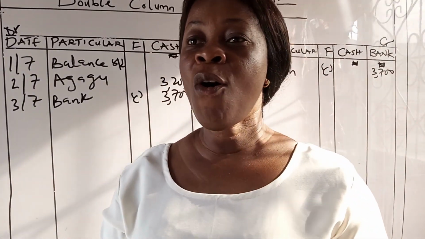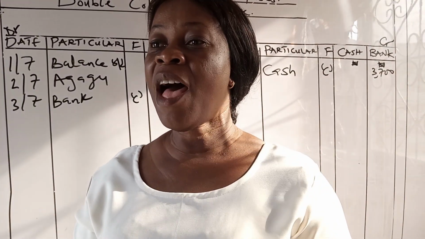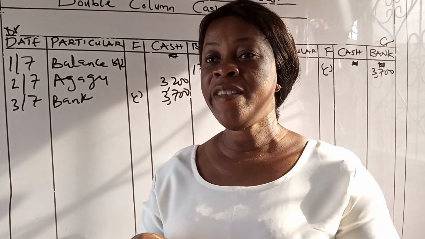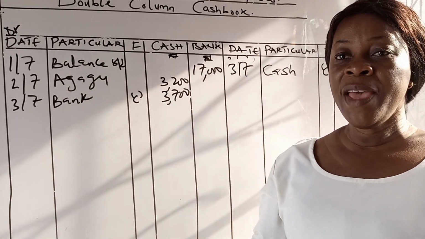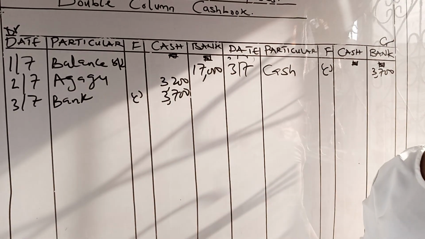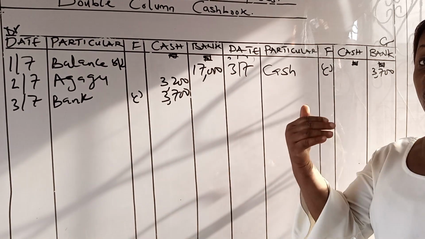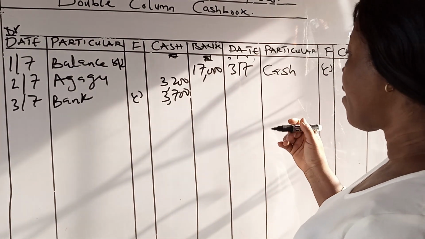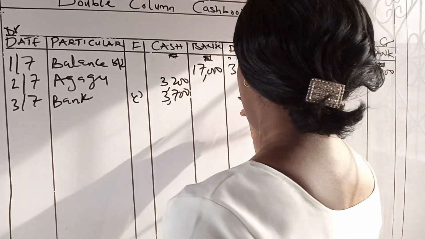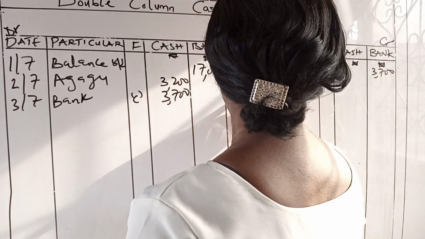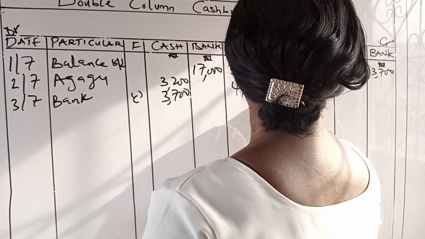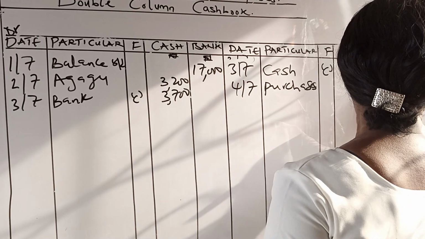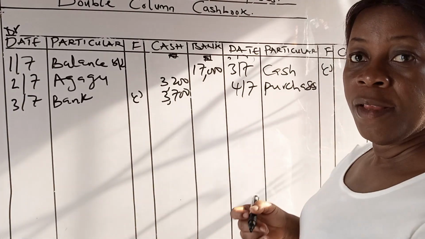Now July 4, bought goods of 10,000 naira by check. So whenever goods is being bought, there will be a decrease in the bank balance because money was withdrawn from the bank. So that will be a credit entry. So 4/7, purchases, then 10,000 naira under bank.